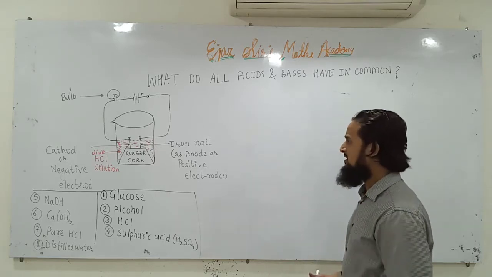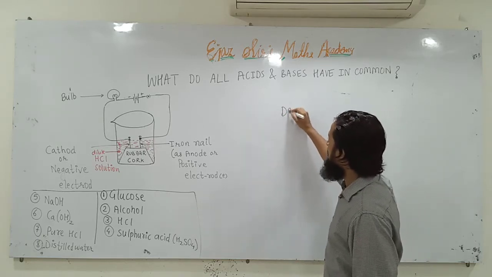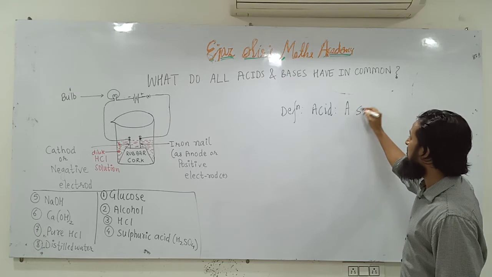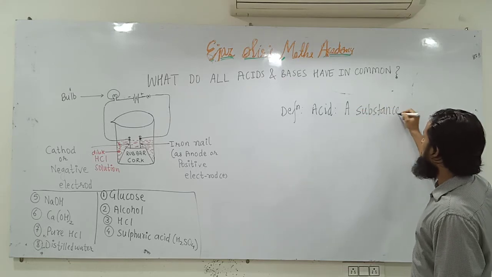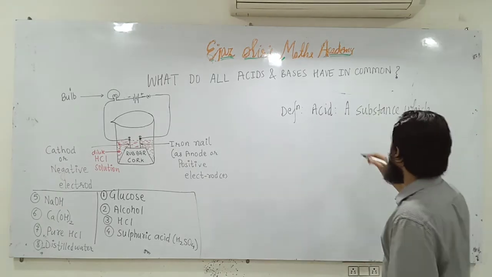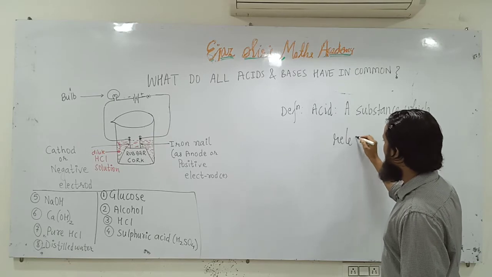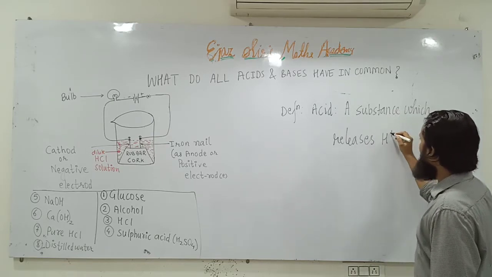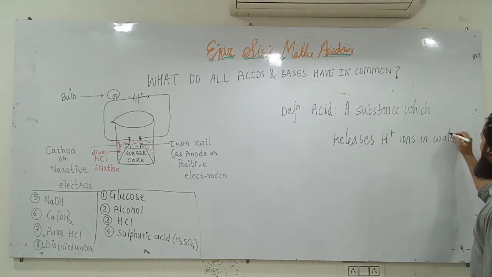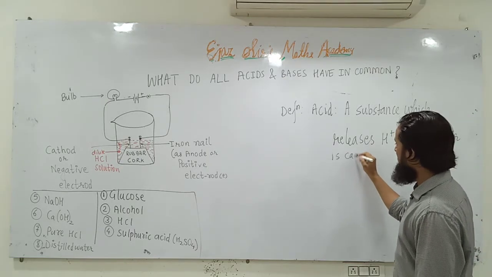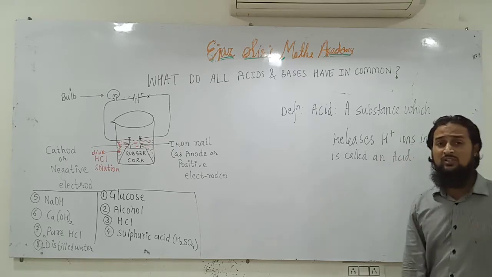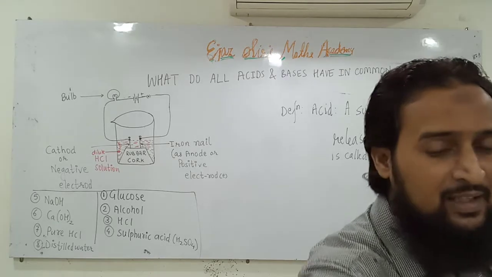What is an acid? What is the definition of an acid? We have already studied this definition. A substance which releases H positive ions in water is called an acid.